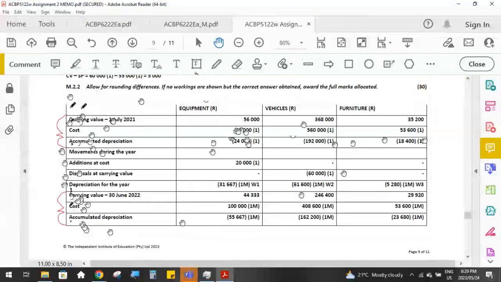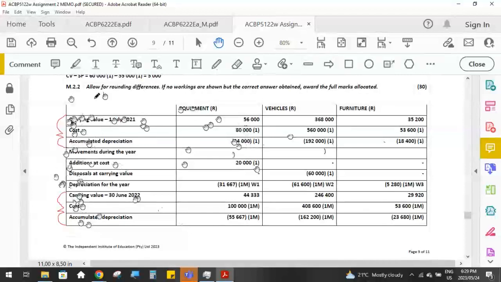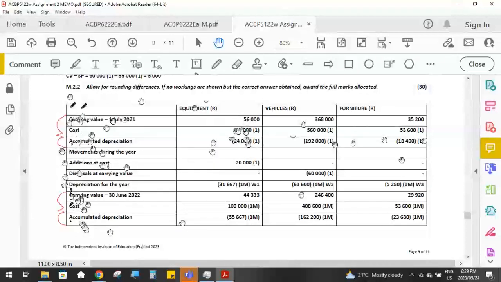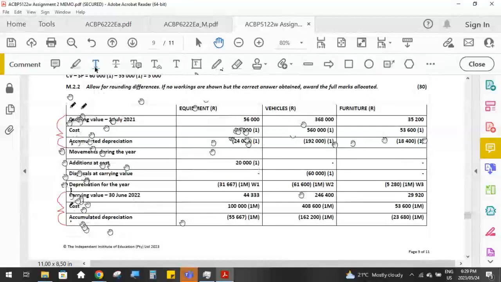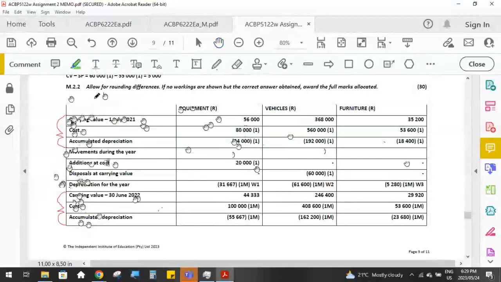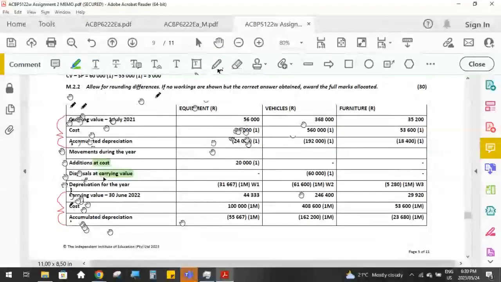for vehicles and furniture. Then our movements, it was only equipment that we purchased, some new equipment, which was our computer that we purchased, and they told us that we purchased equipment at 20,000 Rand cost. So we always on our line item here called additions at cost, that amount is always at cost. No vehicles were purchased and no furniture was purchased. Then underneath that, we always have a line for disposals at carrying value. Okay, so take note, additions are always at cost and disposals is always at carrying value.